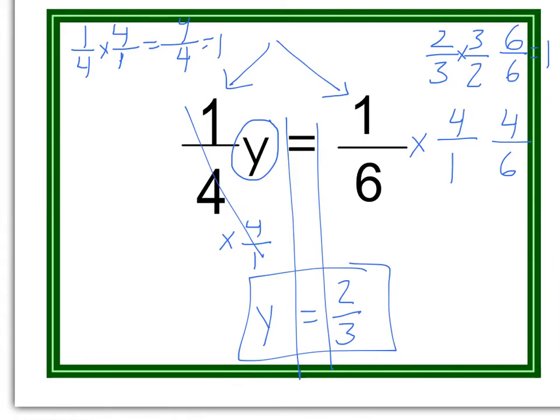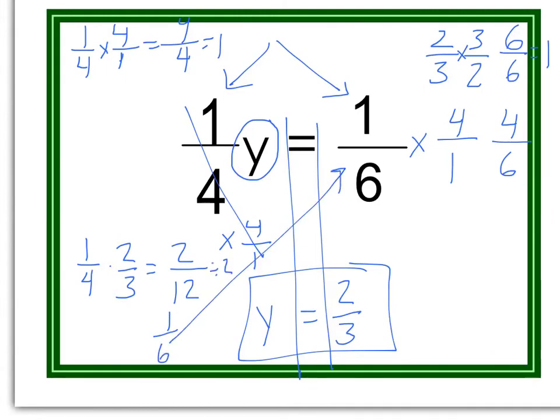My favorite thing about equations is that you can check them. So I'm going to take my 1/4 multiplied times my 2/3. Across the top I get 2. Across the bottom I get 12. That simplifies to 1/6, which matches, and I know I did it right.